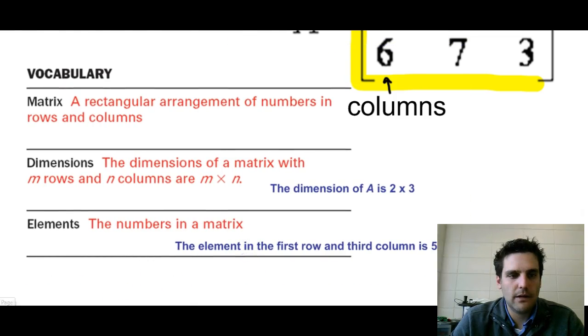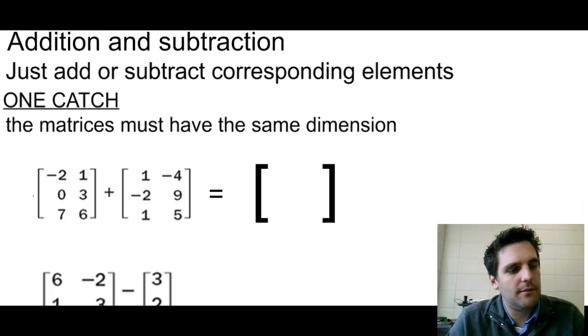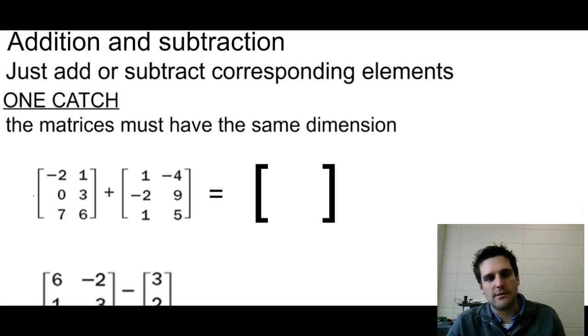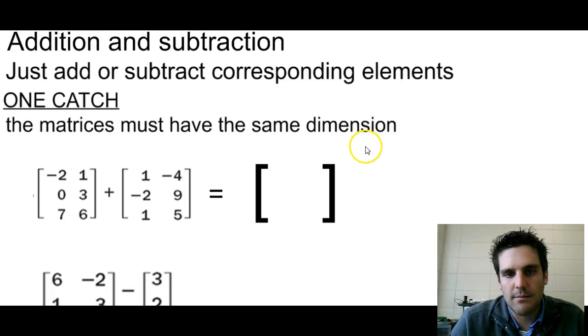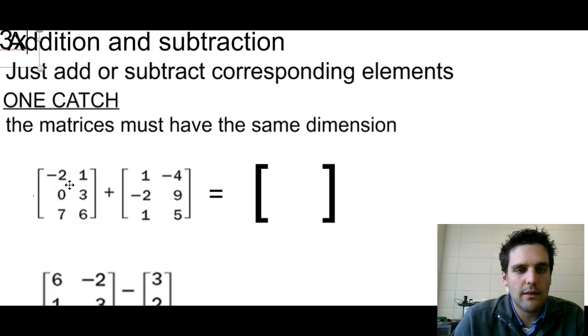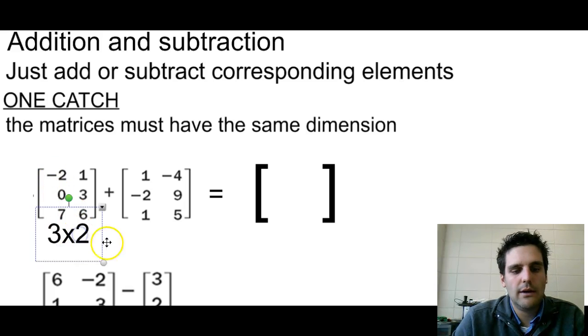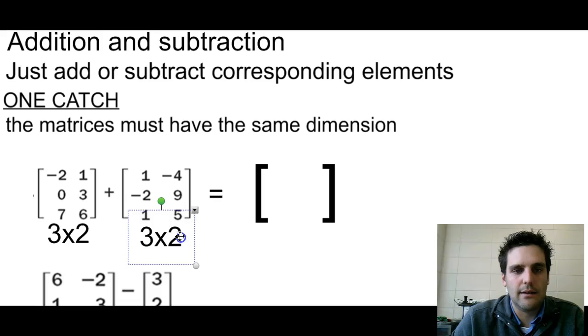And then, of course, those things in a matrix we call elements. There's a couple of things that we can do with matrices, the first of which is just add and subtract them. The one thing though, the matrices must have the same dimension. So this is a 3 by 2 on the bottom. This is a 3 by 2 going down 3 over 2. The next matrix again is the same.